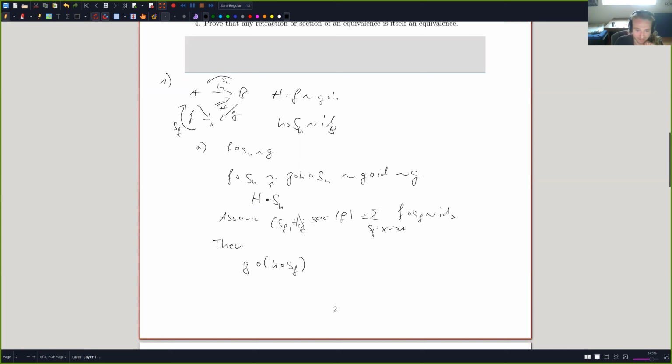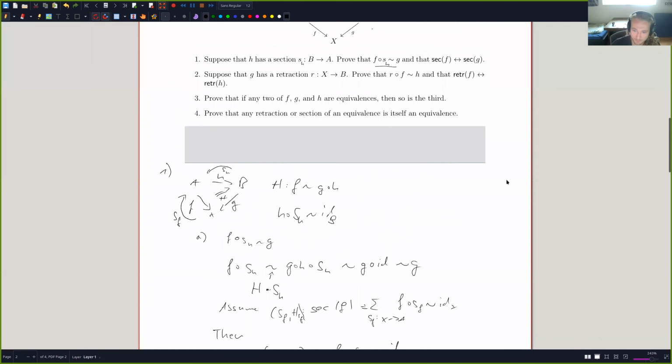And by reassociating, we get G after H here, but G after H is homotopic to F by a symmetry of homotopies. And by whiskering again, we see that this is homotopic to the identity after SF. Where am I going wrong here? Oh, yeah, not the identity after SF. Sorry, F after SF. That's what I was saying here. G after H is homotopic to F, so we get F after SF here, and that's of course homotopic to the identity. That's one direction, and the other direction is pretty similar.